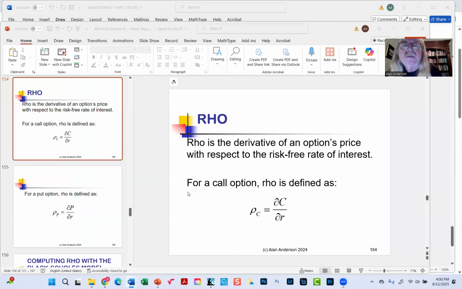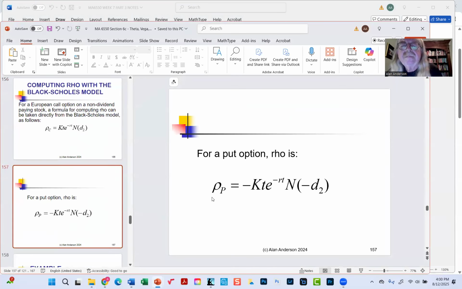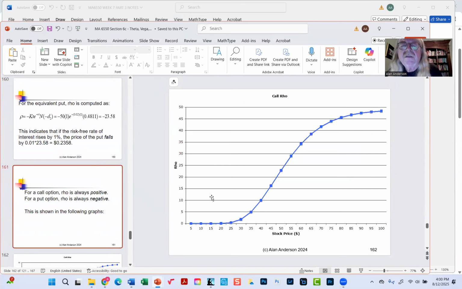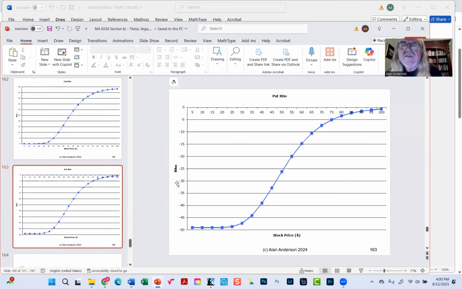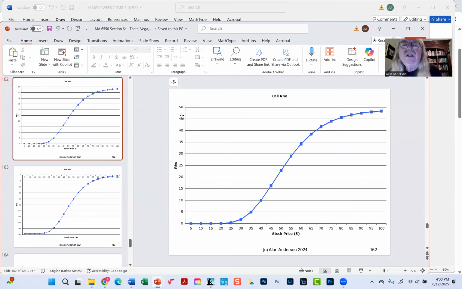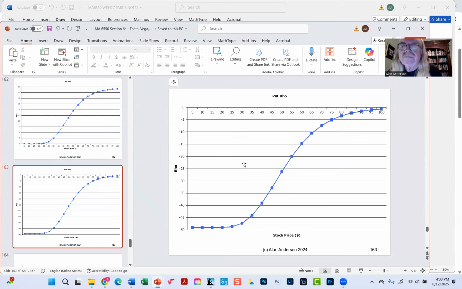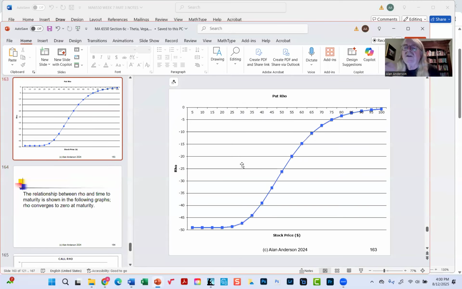Okay, and the graphs, let's see where the graphs are. Oh, well, boy, doesn't that look a lot like the call delta? It really does. In fact, you notice how the slopes are the same. It's the same thing as we had with the call deltas. We have positive numbers here for the call, negatives for the put. So if there was some higher order Greek that was based on the sensitivity of rho to changes in the stock price, it would be the same for both calls and puts.